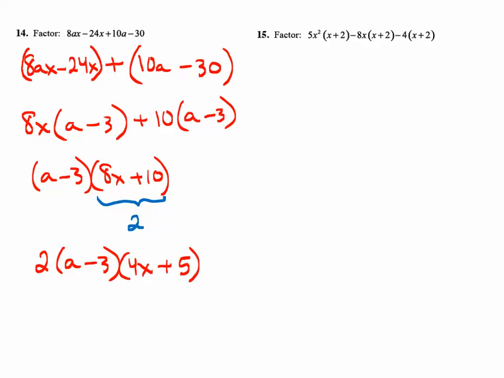Okay, last problem. We'll do this kind of quickly here. So let's see. x plus 2, hey, that's weird. x plus 2 is here, x plus 2 is here, x plus 2 is here. We're going to factor out a whole factor of x plus 2. So on the outside, x plus 2. And then we got leftovers. For the first term, it's 5x squared. For the second term, it's a minus 8x. For the third term, it's a minus 4.